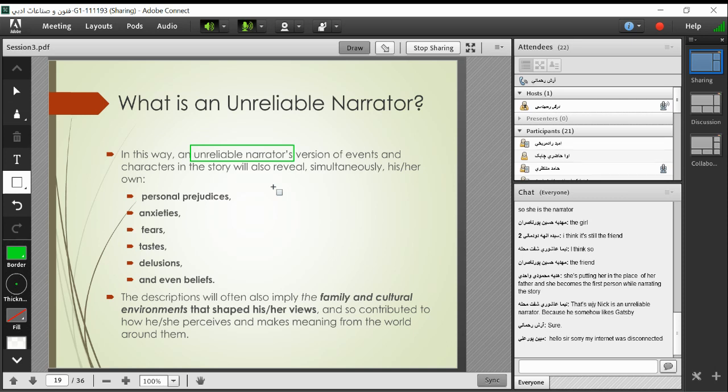حالا میتونیم به کندوکاو بیشتری ادامه بدیم to understand the character's personal prejudices, anxieties, fears, tastes, delusions, and even beliefs.